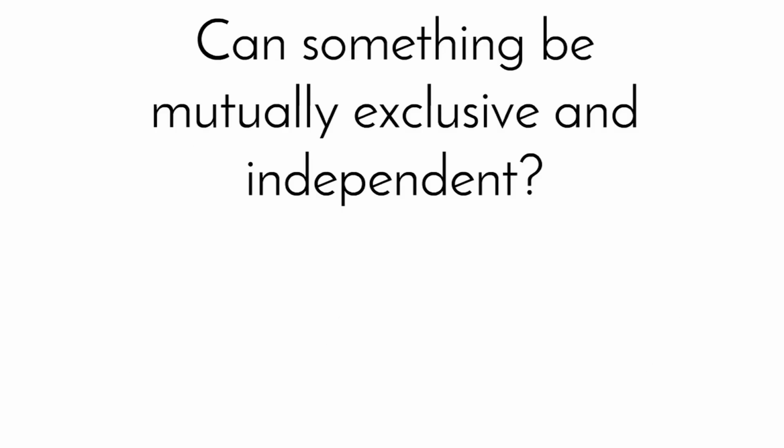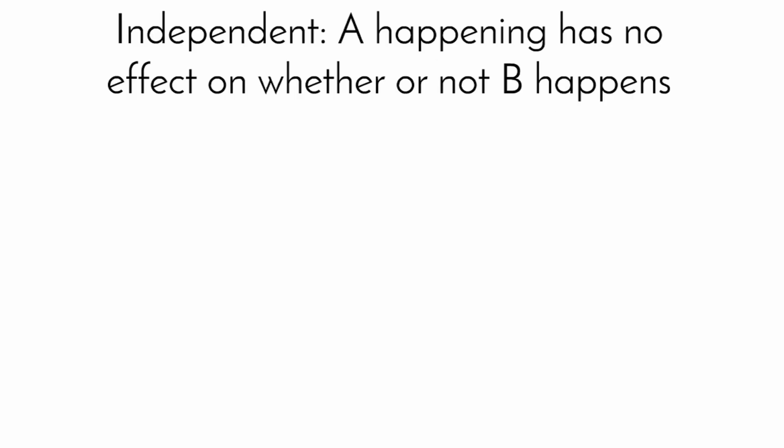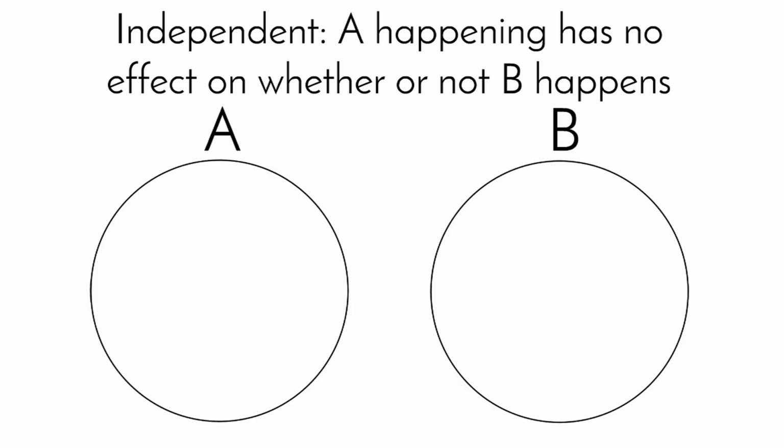Now, can something be mutually exclusive and independent? I'm going to give you a second to think about it. If you understood independence well, you already know the answer. The answer is no. Independent means that A happening has no effect on whether or not B happens. But look at this. If A happens here, B cannot happen. So if A happens, the probability of B is 0. Mutually exclusive events cannot possibly be independent.